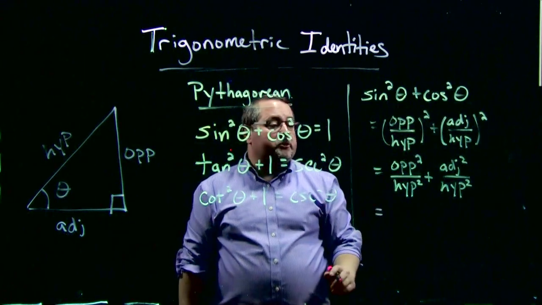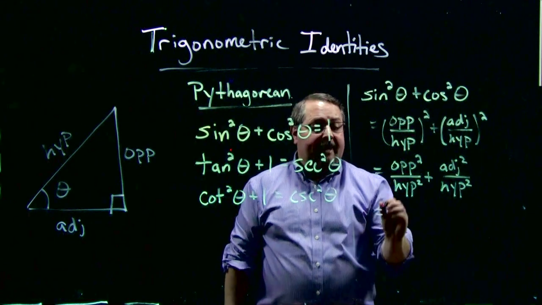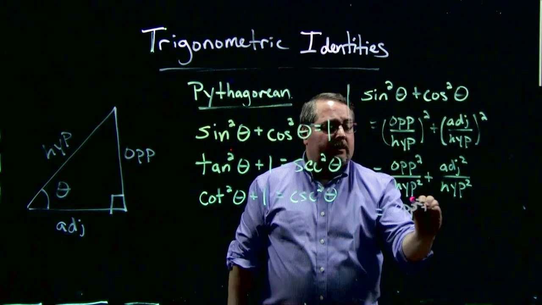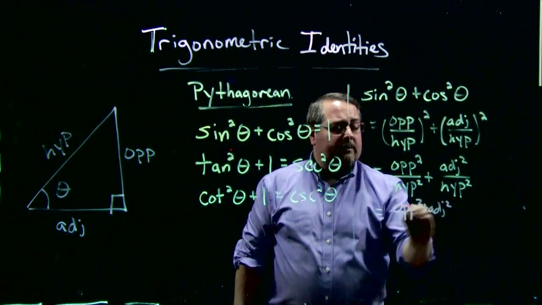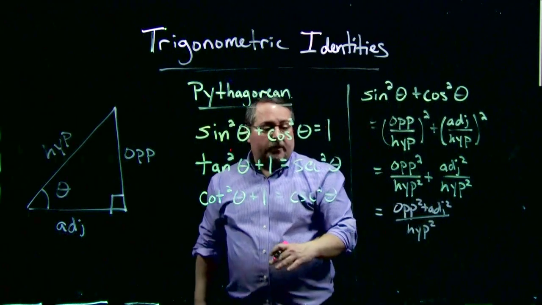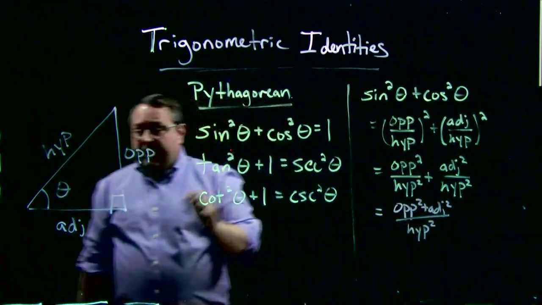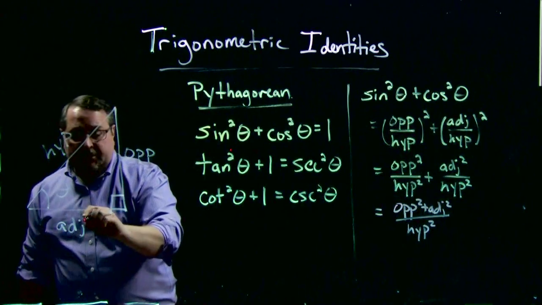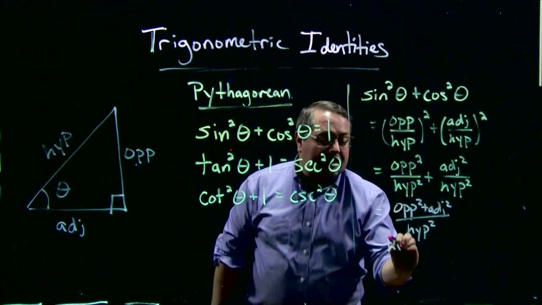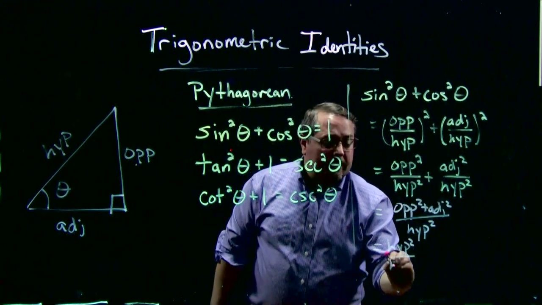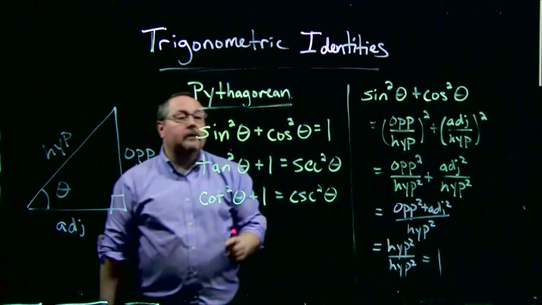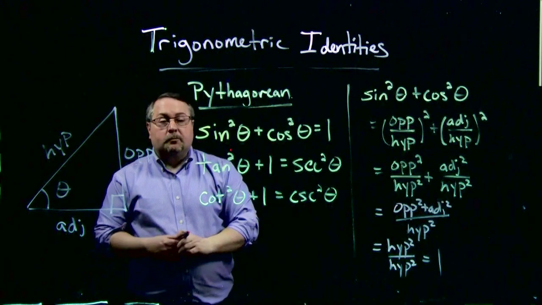Here we have 2 fractions with a common denominator, so we can add their numerators together. So we get opposite squared plus adjacent squared over hypotenuse squared. Okay, now, and this is why we call them Pythagorean identities, from the Pythagorean theorem, opposite squared plus adjacent squared is hypotenuse squared. So we can rewrite our numerator as hypotenuse squared. Hypotenuse squared over hypotenuse squared, which is just 1. Okay, so that's the proof of the first Pythagorean identity.